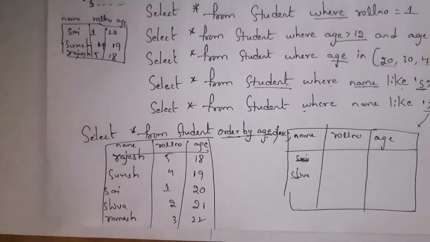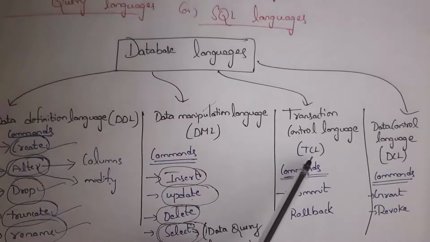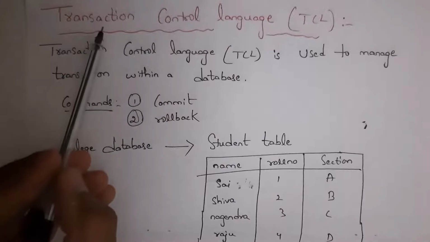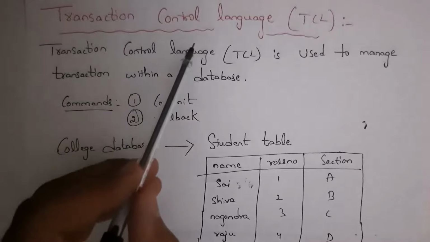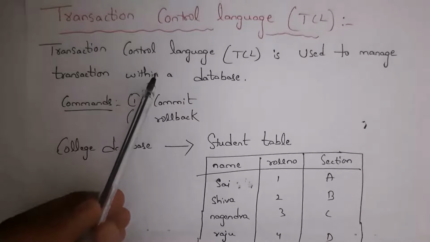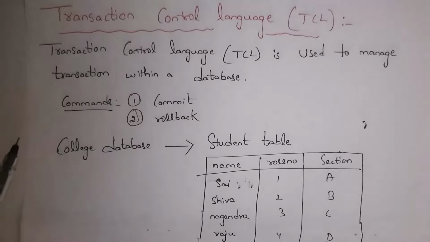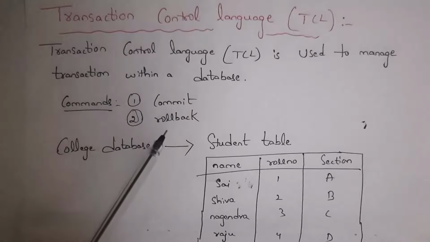This is all about the select command. Next I will explain TCL, that is transaction control language. The name itself says transaction control language. So this transaction control language is used to manage transactions within a database. There are 2 commands in TCL, they are commit and rollback. I will explain these 2 commands by giving examples.